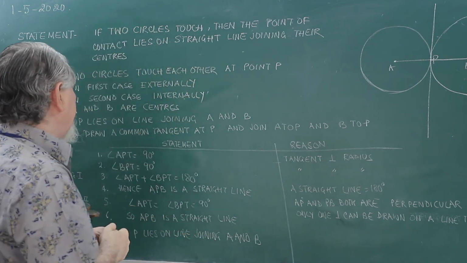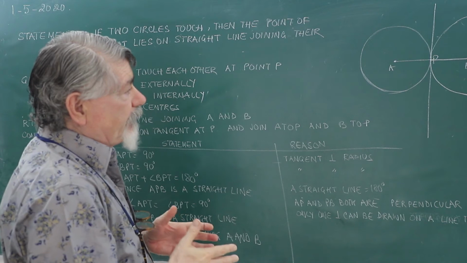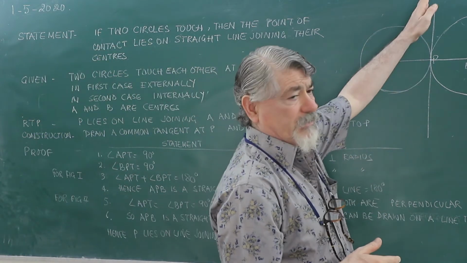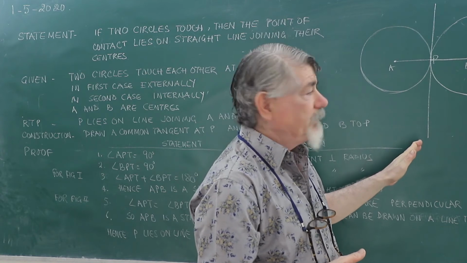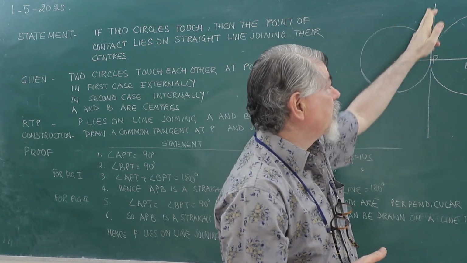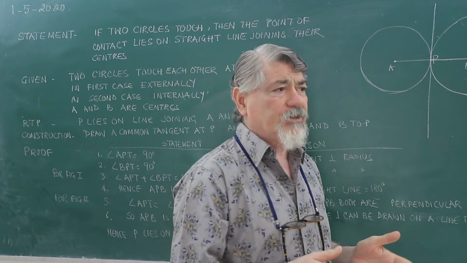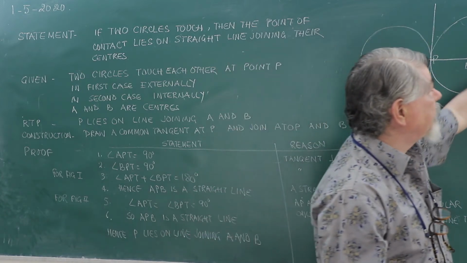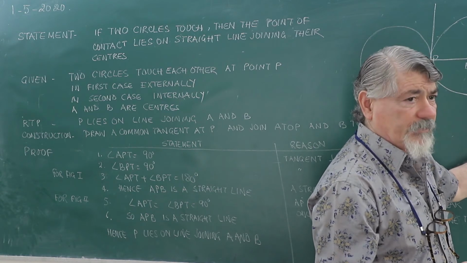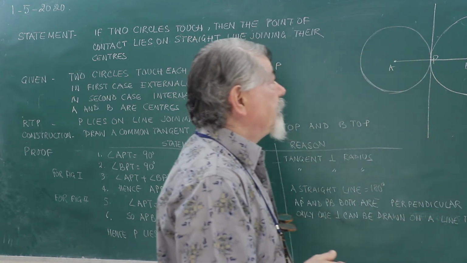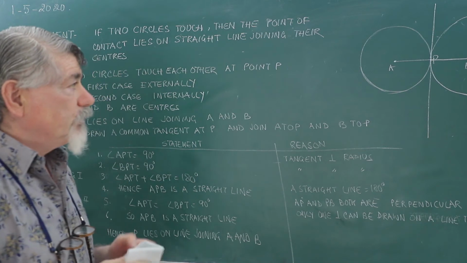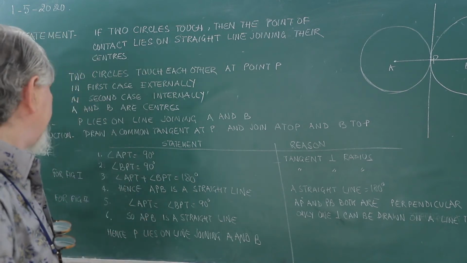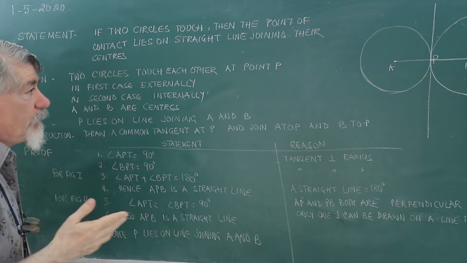That is required. Now, what have we done in the construction? We have drawn a common tangent at point P. That means you are drawing a tangent at point P, and a tangent at point P here also. That means a straight line touching both the circles at point P in the first case as well as in the second case. Now let us see what we are saying.